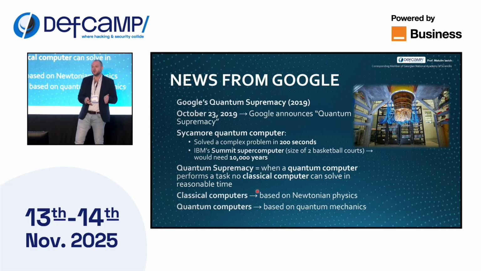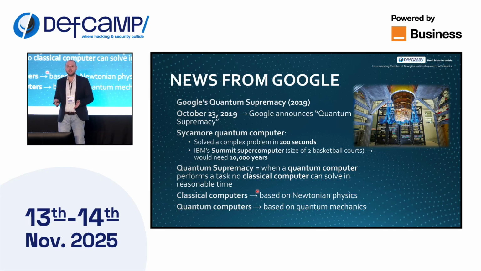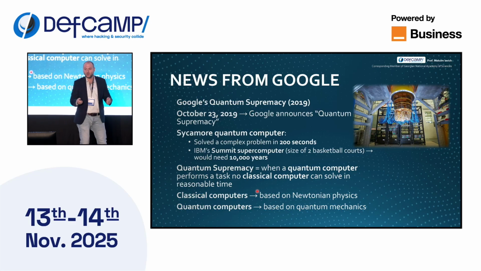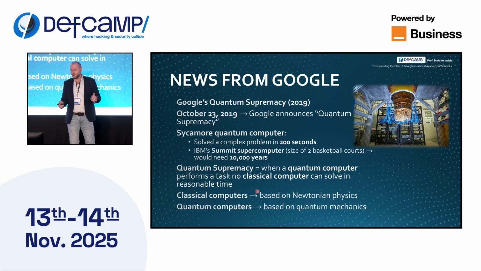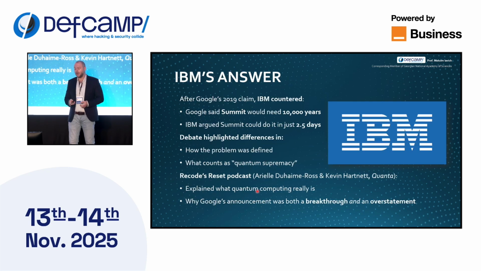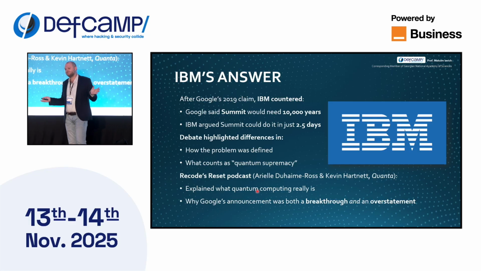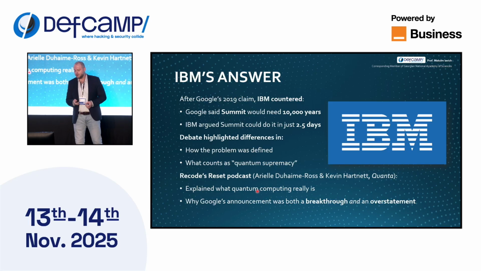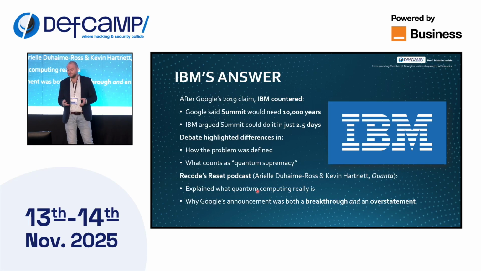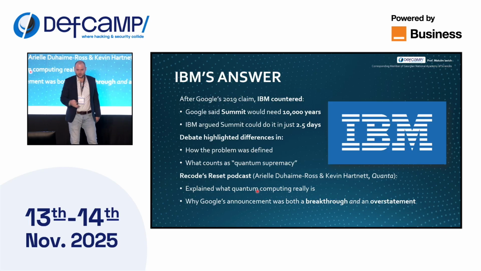What is quantum supremacy? Today we have classical computers which use Newtonian physics, but quantum computers use quantum physics. So, if we say that we got quantum supremacy, it means that we use quantum physics. IBM was not very glad with this news. They said that it was incorrect, and they said that Google lied. They don't need 10,000 years to solve this task. 2.5 days is enough.